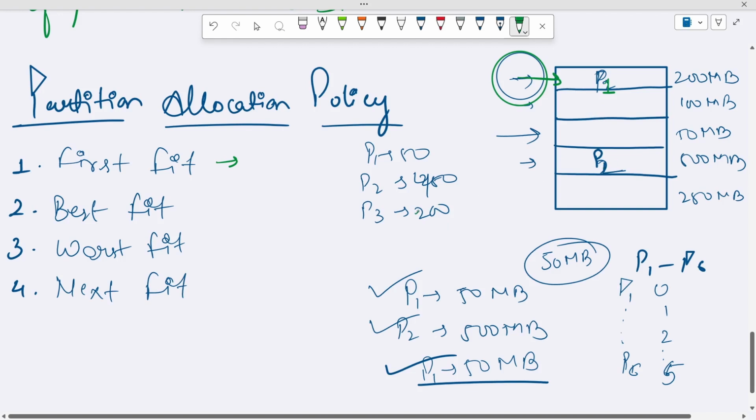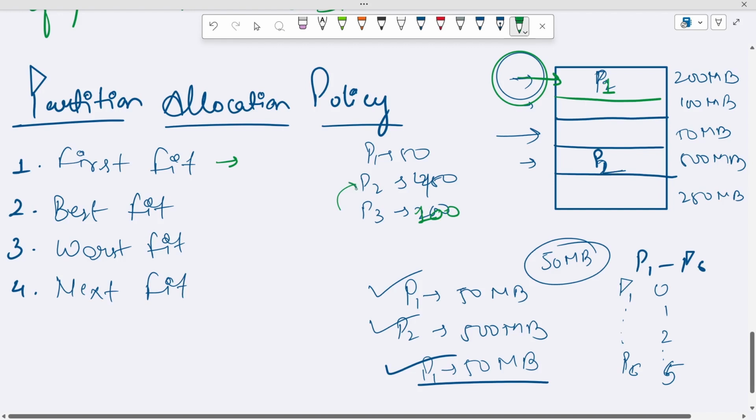Now P3, let's say, needs 100 MB. You cannot place P3 over here. This is called first fit. You cannot do this. What you have to do is check the space next from the previous process for which you allocated the memory.